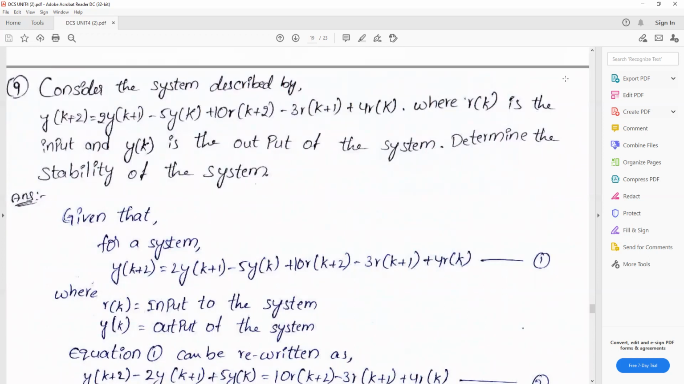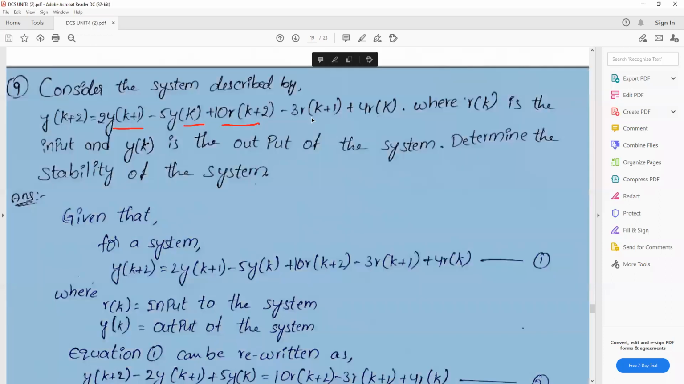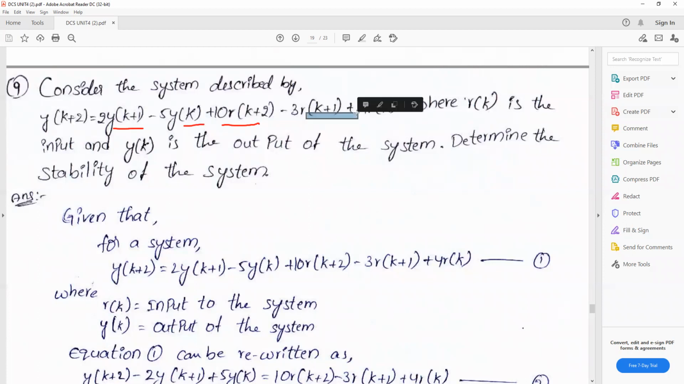Consider the system described by y of K plus 2 equal to 2 into y of K plus 1 minus 5 y of K plus 10 into r of K plus 2 minus 3 into r of K plus 1 plus 4 into r of K, where r of K is the input and y of K is the output of the system. Determine the stability of the system.